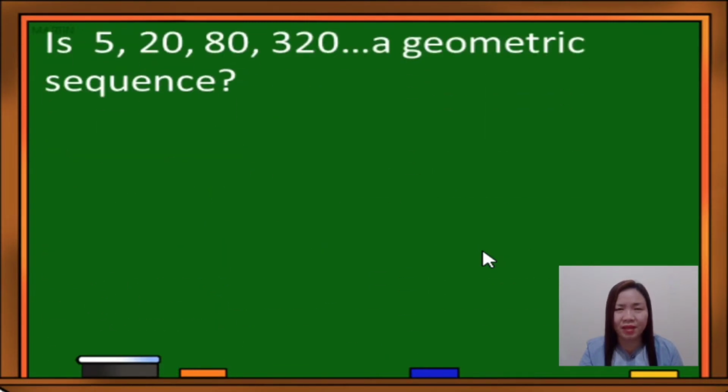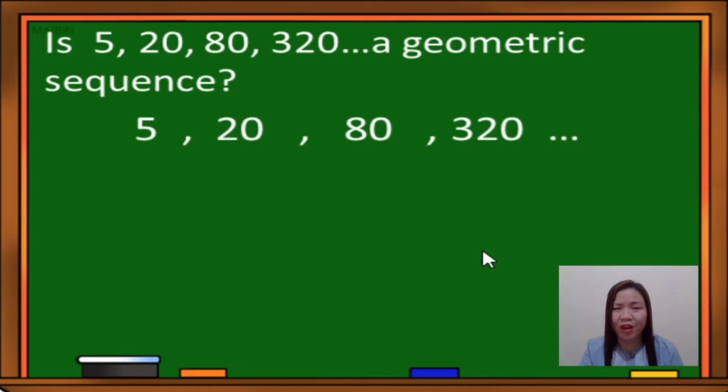Now let's proceed to another example. We have 5, 20, 80, 320. Is it a geometric sequence? To determine that, we are going to find its common ratio. Again, we follow the steps that we applied in number 1.